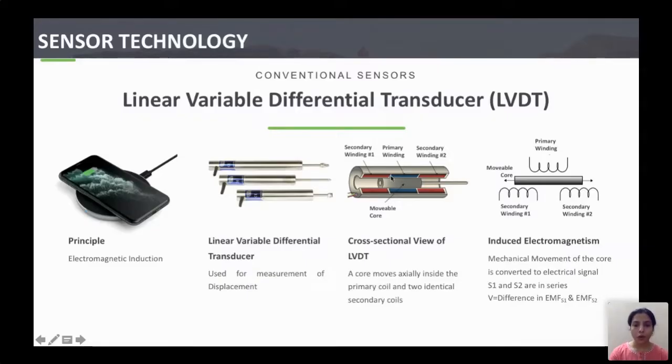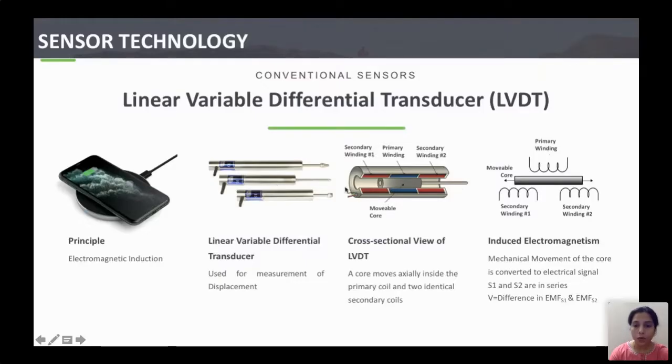If you cut the cross section of this sensor, it will look something like this. It has a primary coil, the blue one, and the red ones are the two secondary coils. They are identical and have an equal number of turns. These coils are wrapped around the movable core. This probe is actually attached to a core inside it.